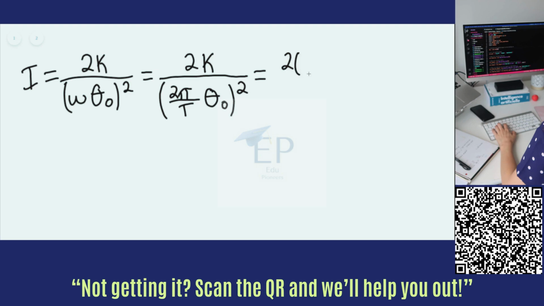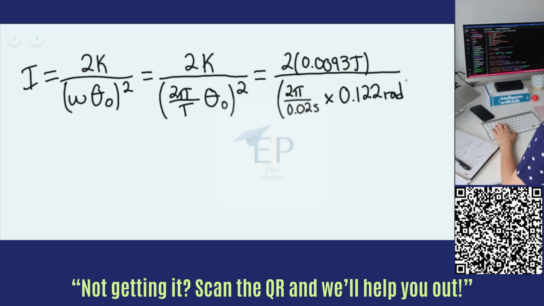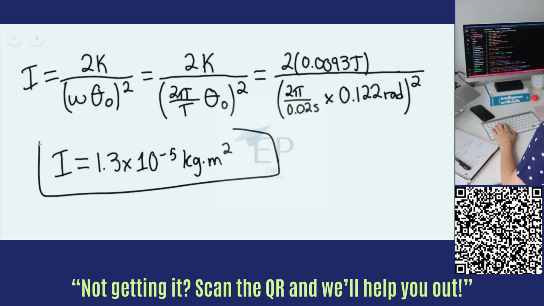So this would be 2 times the kinetic energy of 0.0093 joules. This would be divided by 2 pi divided by 0.02 seconds multiplied by 0.122 radians, quantity squared, and we find that the moment of inertia is then equal to 1.3 times 10 to the -5th kilograms meters squared. This would be our final answer.